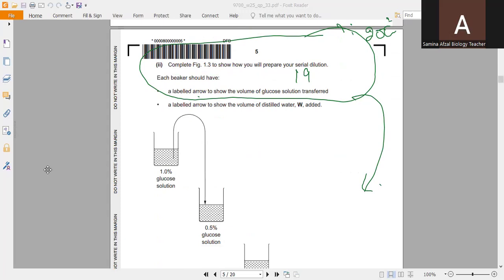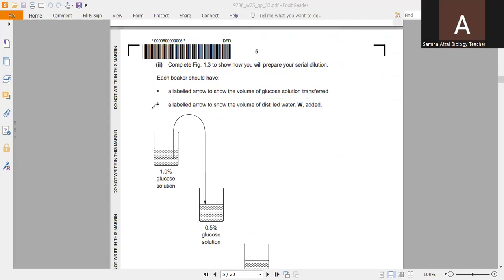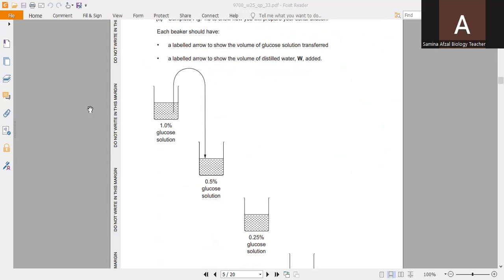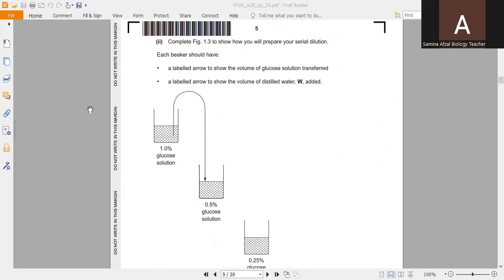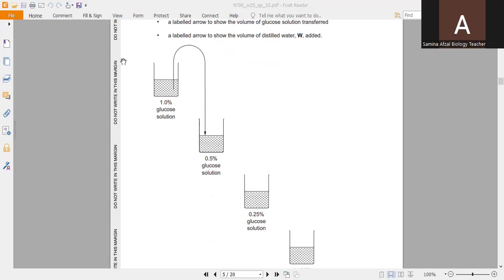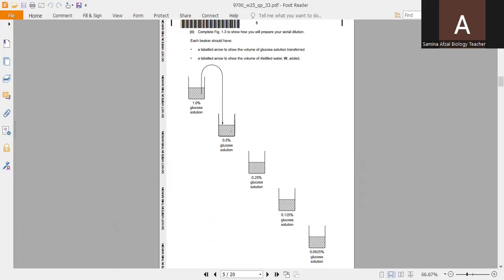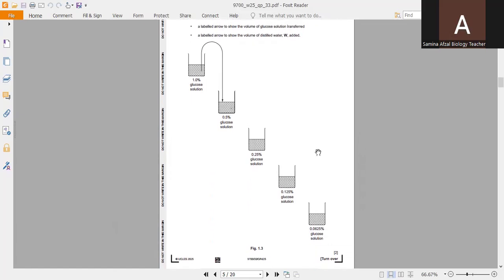To prepare these next concentrations, we will move towards the table which has been shown. Complete figure 1.3 to show how you would prepare your serial dilution. Each beaker should have a labeled arrow to show the volume of glucose solution transferred, and a labeled arrow to show the volume of distilled water W. Now we have to draw these two arrows over it, which will show the W.